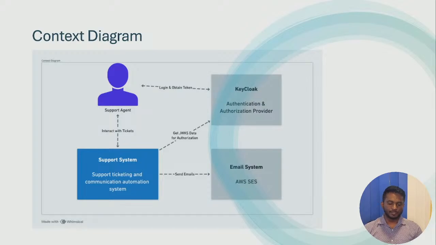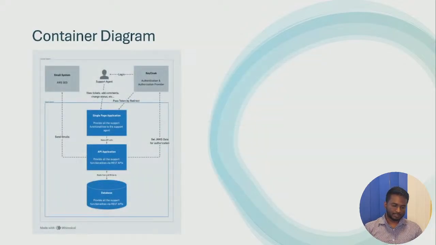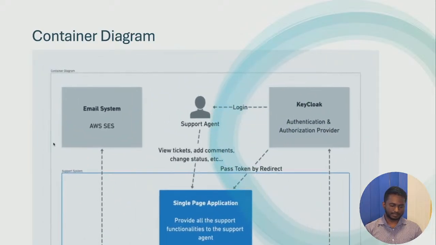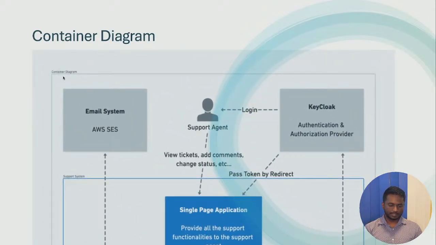We can use this to give knowledge of the system to some other person, and we can keep this as a reference for the development. But this is too high-level to start the development, so we have to deep dive into the support system level. So this is the container diagram. Inside here, as you can see, this container diagram is zoomed into the support system part.